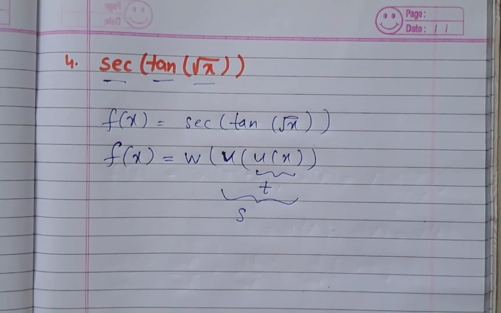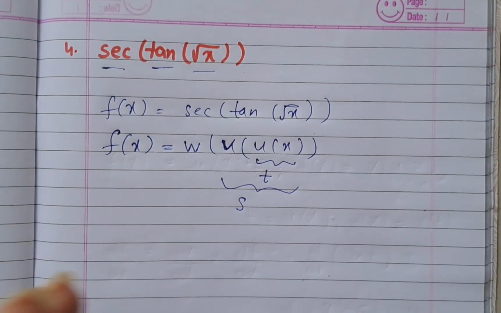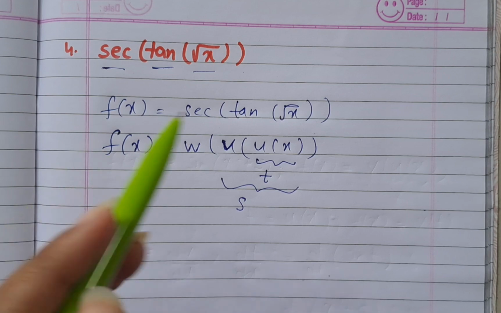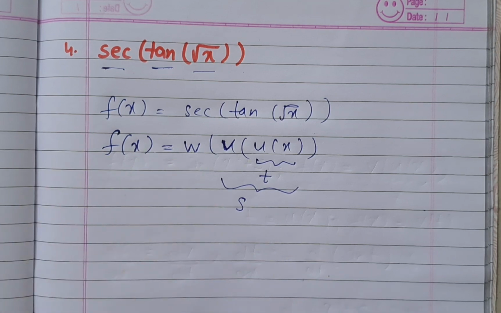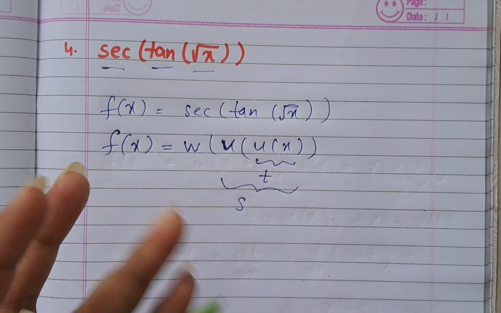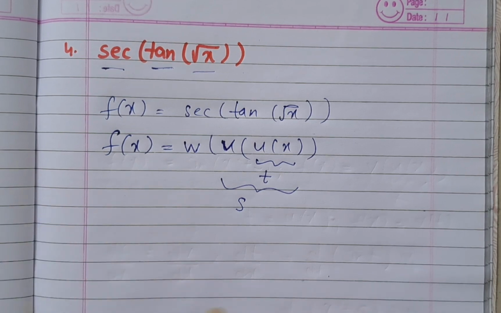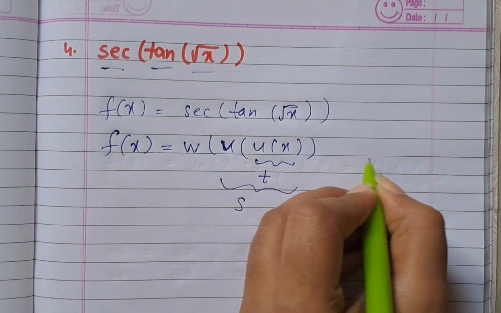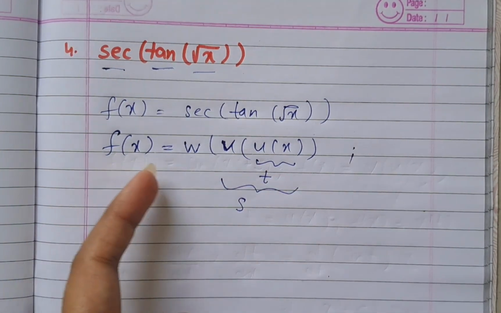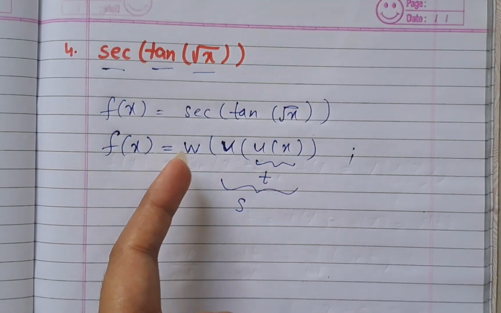Again, just to simplify this complex combination of functions, we are assuming things, because w of v of u of x is complex to solve and might be confusing sometimes. That is why here we can write f of x is equal to w of v of u of x.